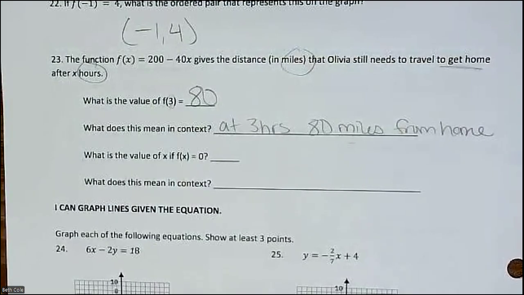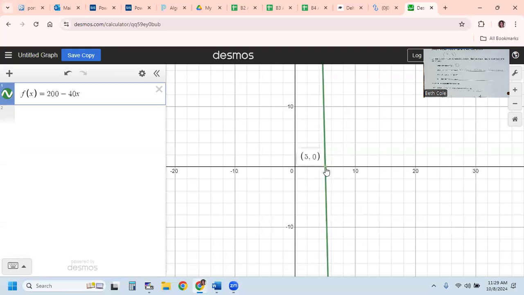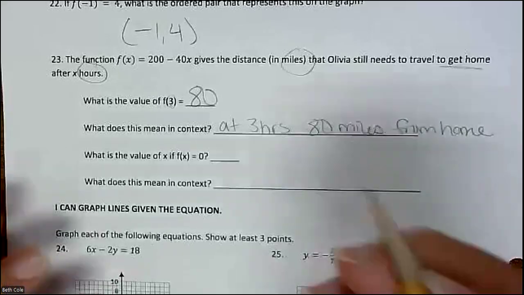All right, now what is the value of x if f of x equals 0? Can you guys look up here? Look, I already have the graph in the calculator. I'm going to click on 0. You see how I did that there? I already had this typed in. I just clicked on 0. What's your answer? 5. That's all you got to do.